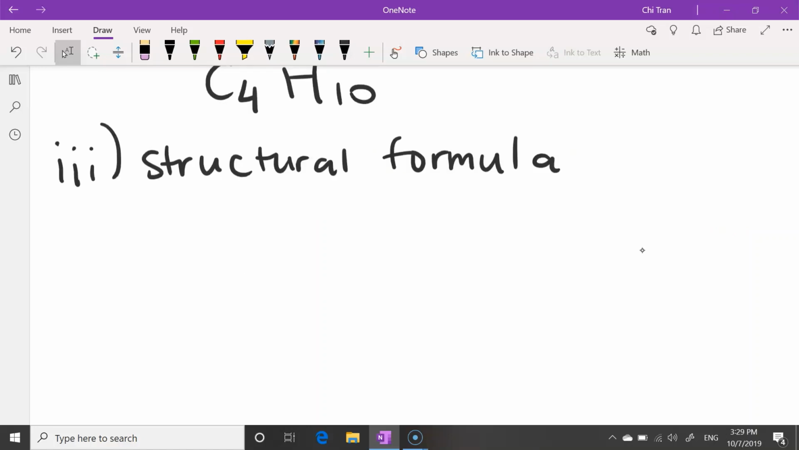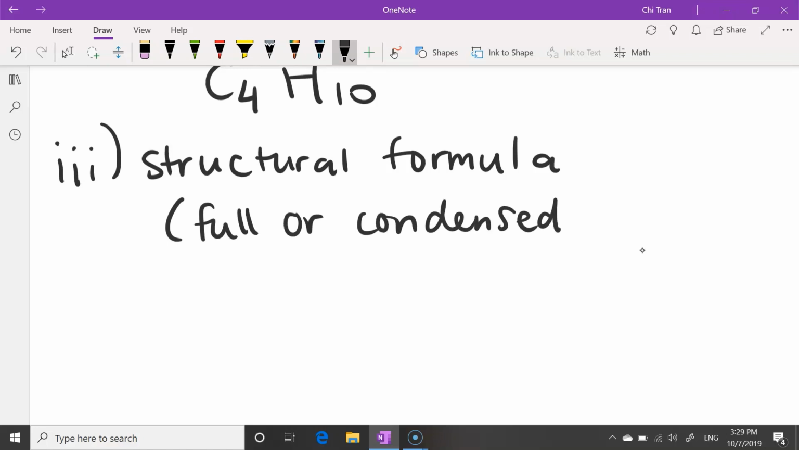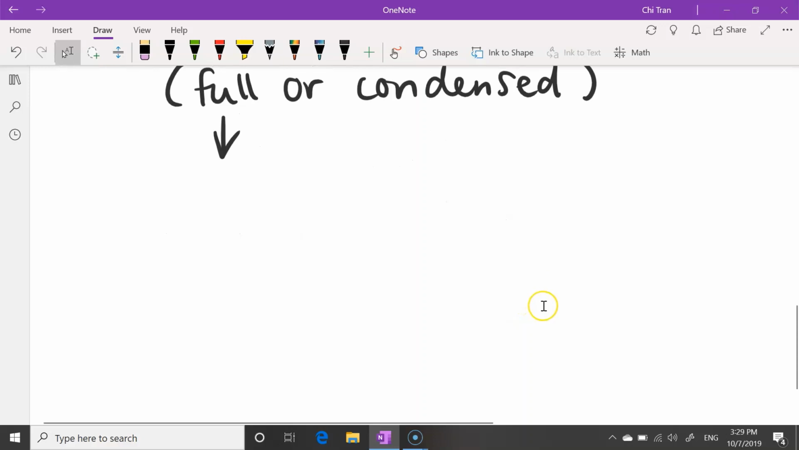Next is the structural formula, and this formula comes in 2 formats, the full or the condensed format. That is both required in the question. So as the name indicated, this formula will show the molecule structure. So first we have the full format, and so we need to write out the 4 carbons represented as a C, and they're all connected to each other.